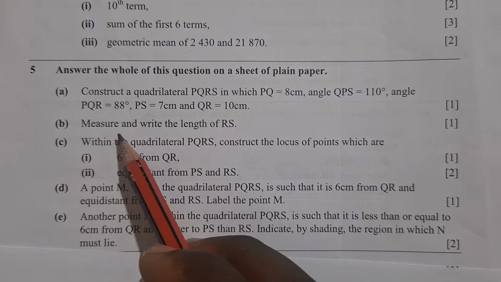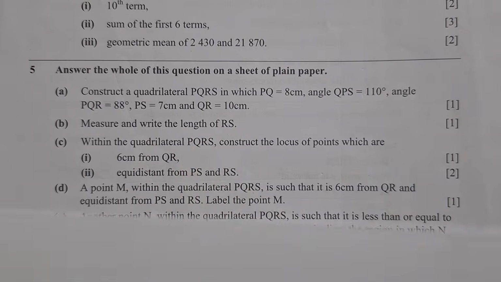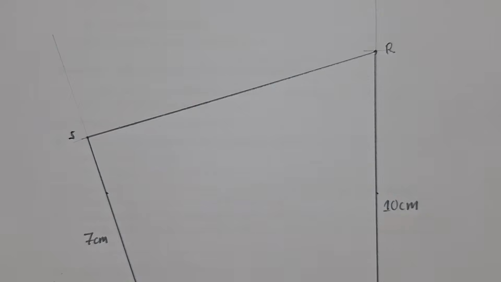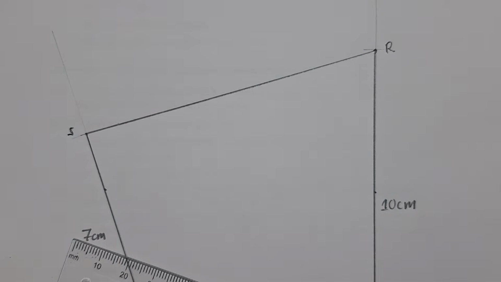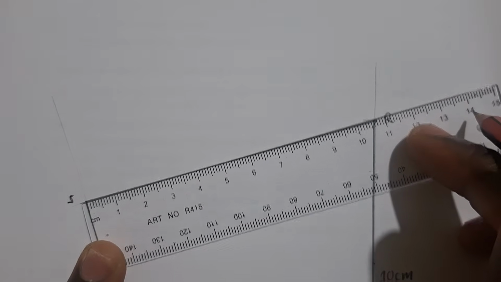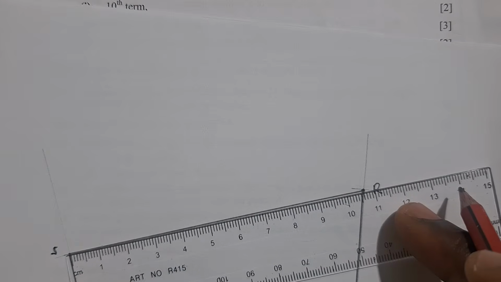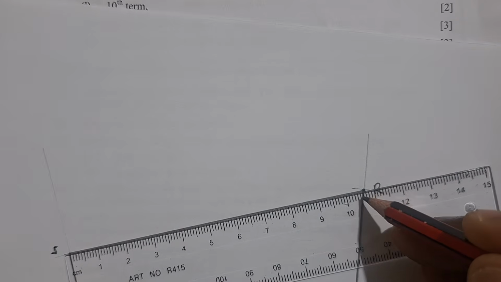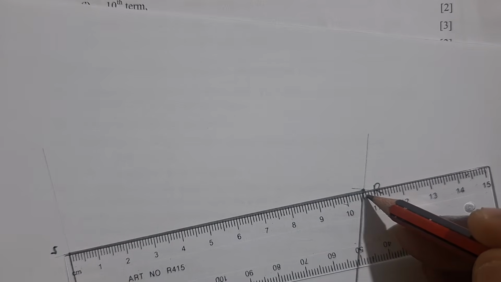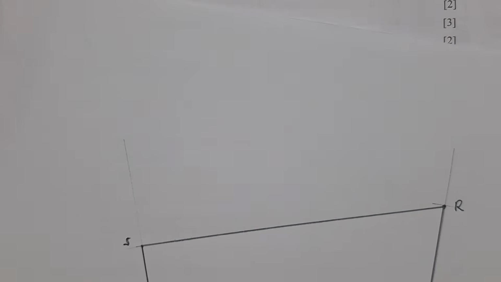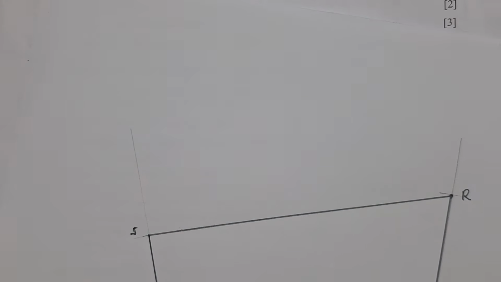For the next question, they're saying measure and write the length of RS. R is right over here. S is here. So just get your ruler, or the compass, you can measure. I'll just get my ruler because I don't want to waste my time. Take this point to 0 and check here. Make sure that your measurements are done accurately. So this is 10, 10.5, 10.6, and 10.7. So you can write your answer as 10.7.